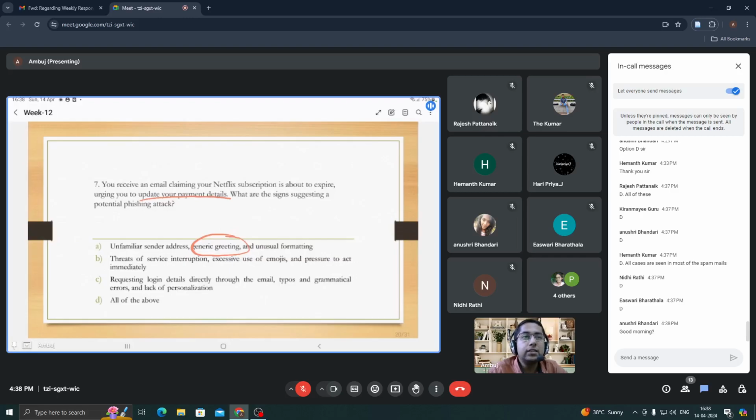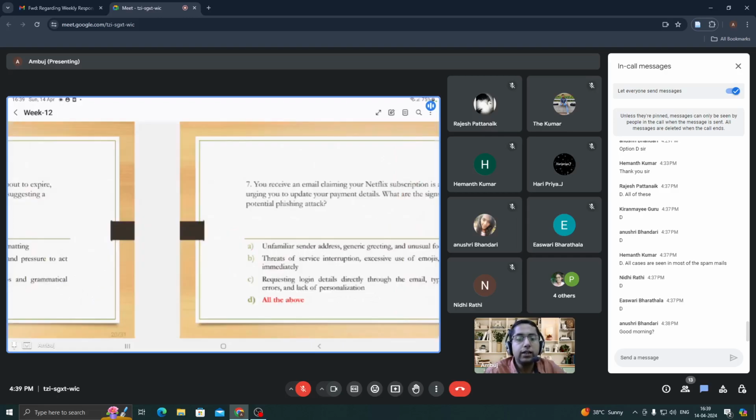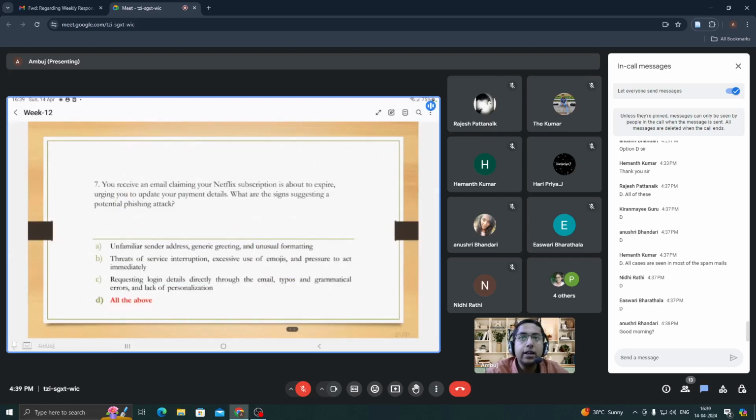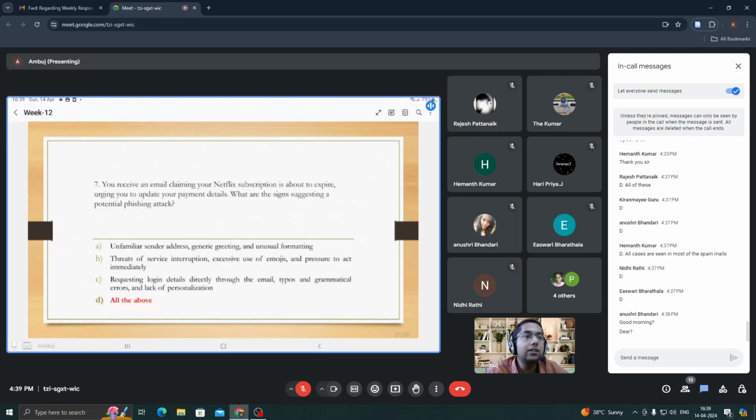What are the signs suggesting a potential phishing attack? See, the correct option would be option D only. Unfamiliar sender address. Generic greeting. Generic greeting means generalized. It won't be personalized. It would be general. How would it be more generic when it is personalized?